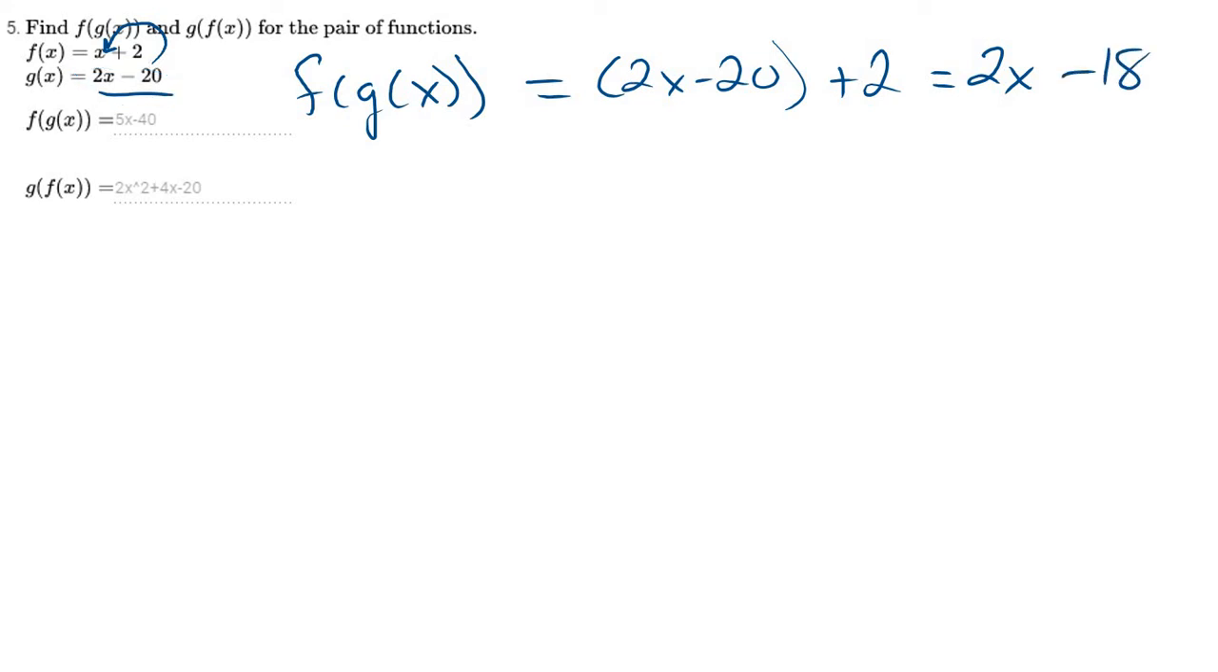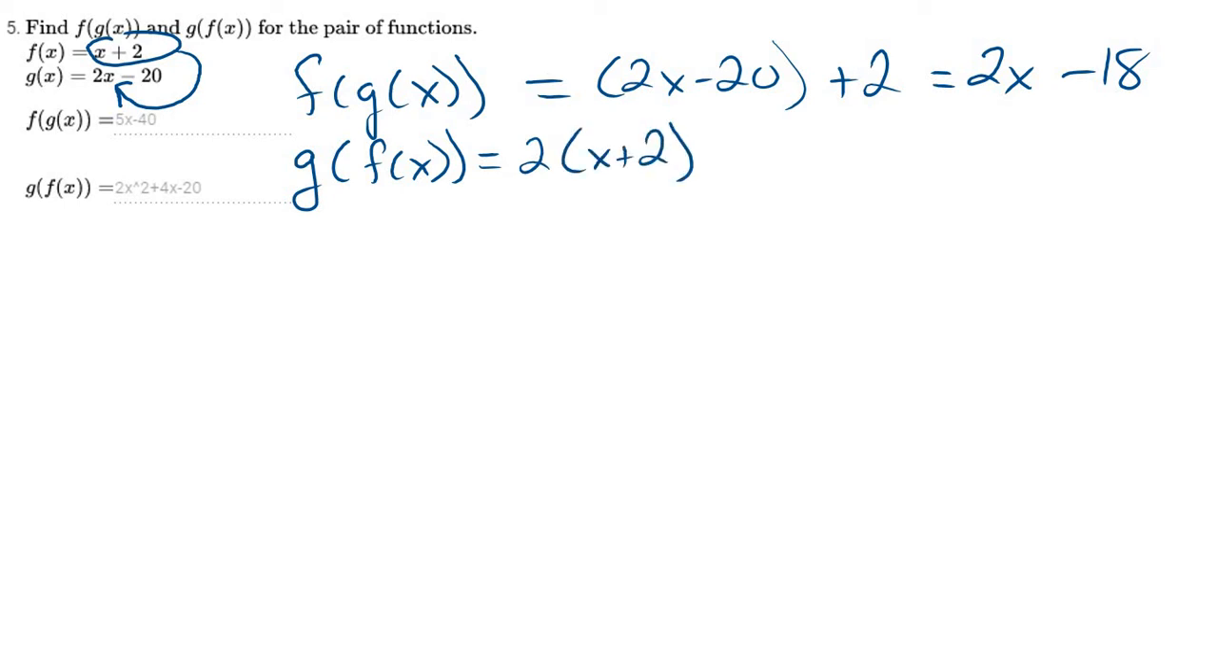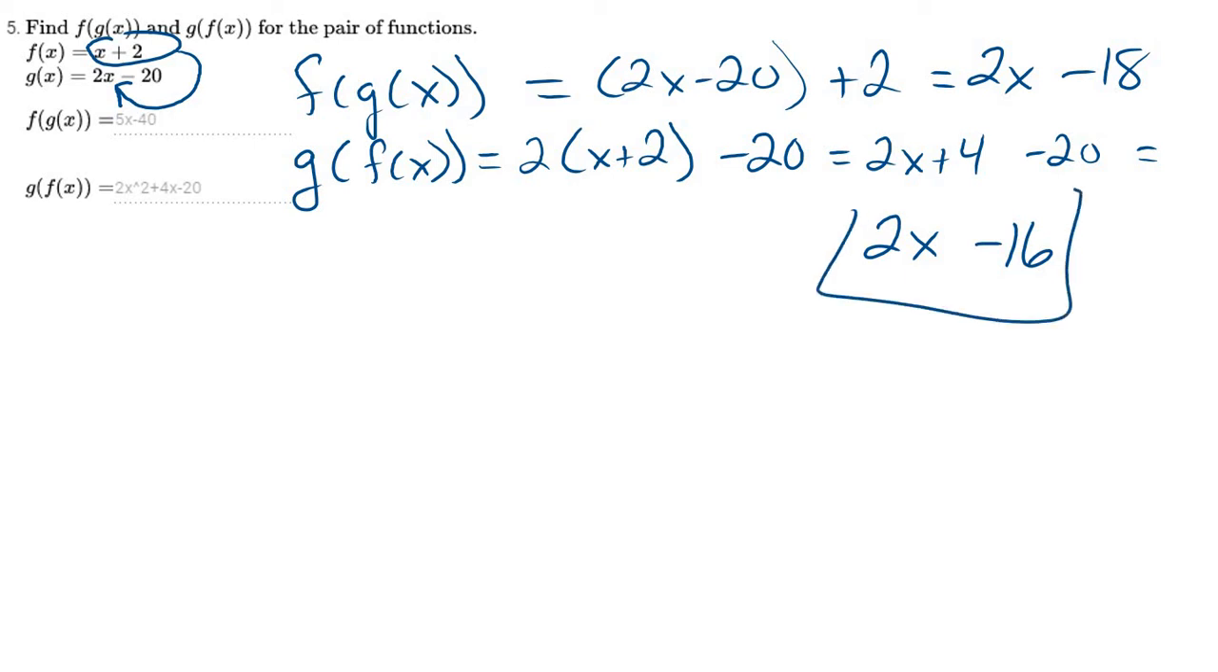Now let's go the opposite direction. We also want to do g of f of x. So now we're going to take f of x, and we're going to plug it in for x in my g of x equation. So I have 2 times x plus 2 minus 20, and let's evaluate. So 2x plus 4, right, we distribute, minus 20, that is 2x, 4 minus 20, minus 16. Notice two different values here. Well, the direction matters, okay, it makes a difference.